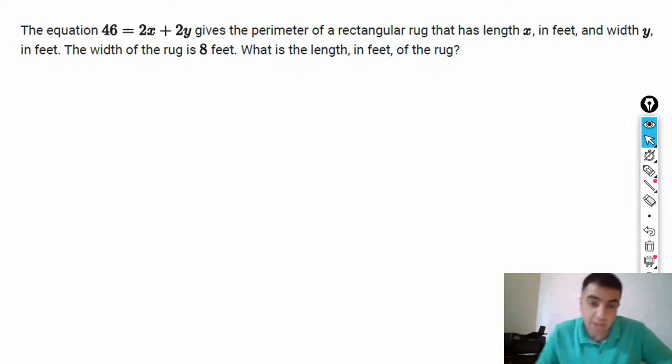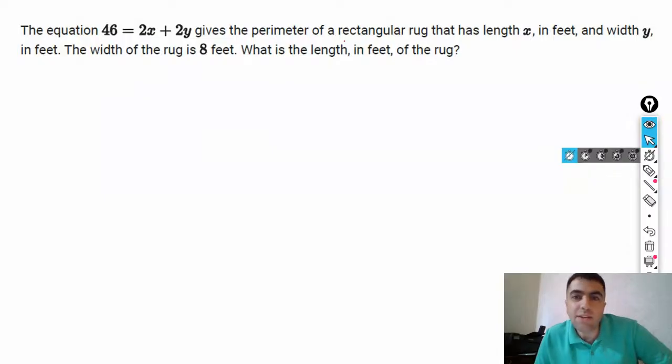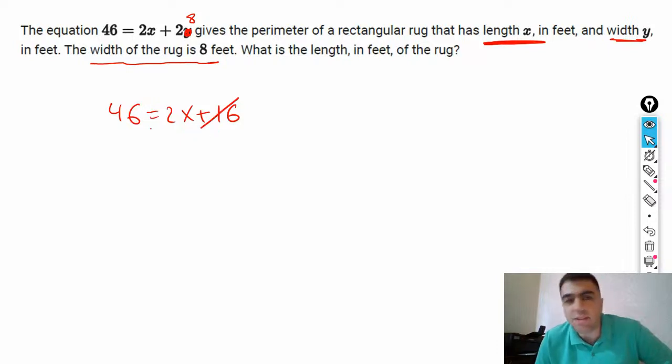All of you said 15. You are right. Let me explain. We see that the rectangular rock has length x and width y. The width of the rock is 8, so we should write 8 in the place of y, and solve this equation: 46 is equal to 2x plus 16. And since it is plus on the right side, it should be minus 16.